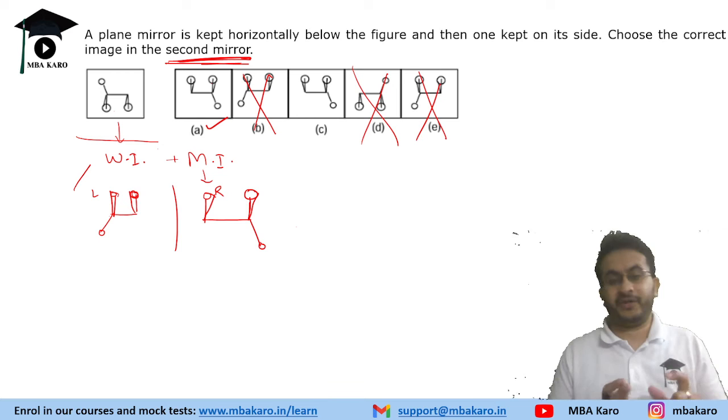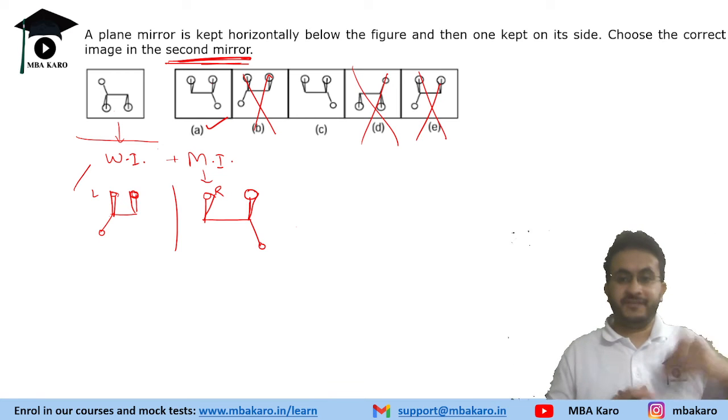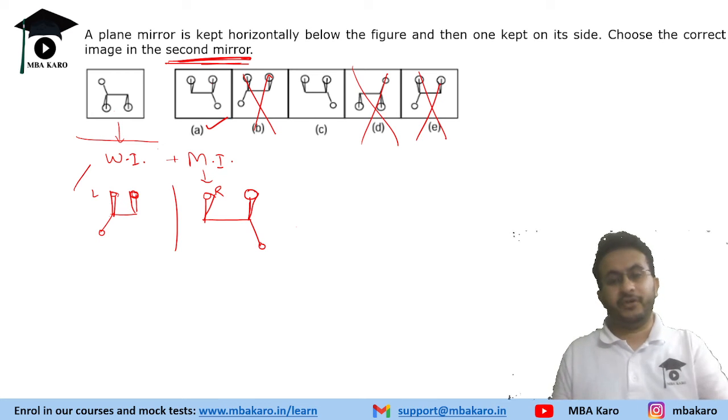So this was a tricky one because it said that there are two mirrors. First we have to make the water image, and then the mirror image of that water image.